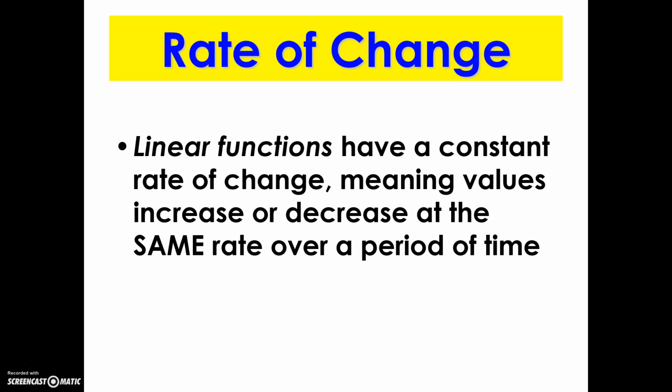Now, linear functions have a constant rate of change. This is a point you need to make sure you have highlighted in your notes. Linear functions have a constant rate of change, which means that the values increase or decrease at the same rate over a period of time. So meaning when I'm trying to find the slope between any 2 points, no matter which points I choose, I will always get the same answer.